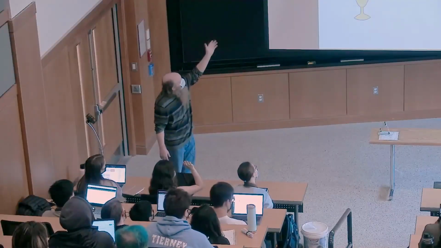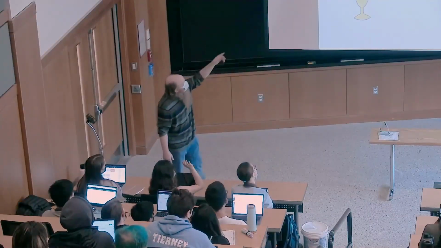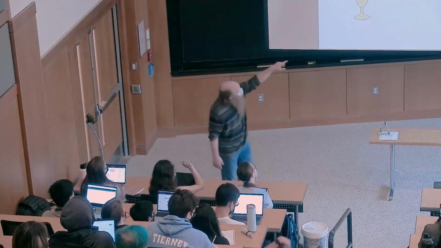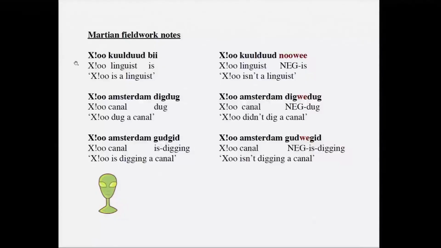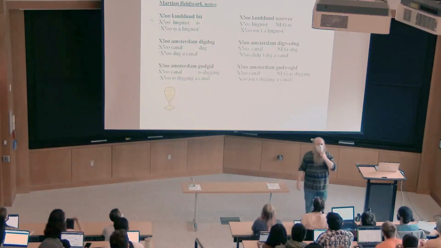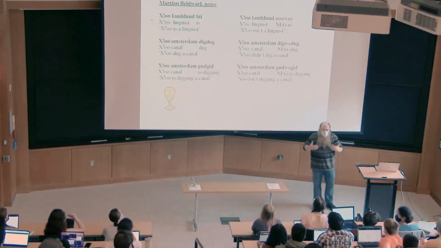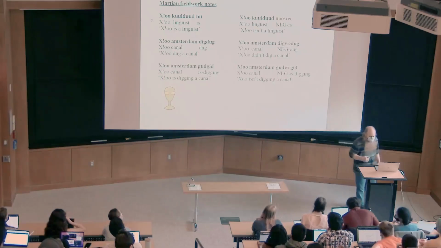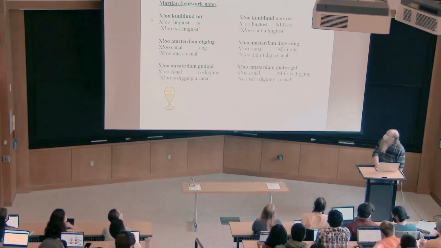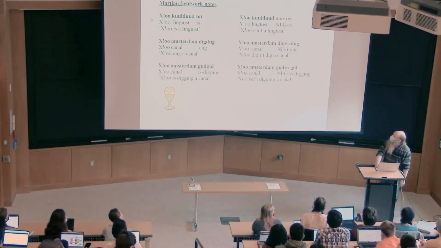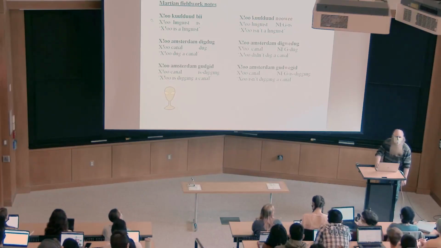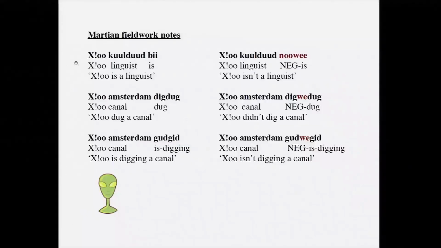Or the way you do ko didn't dig a canal is ko Amsterdam digwedug. So we've changed the verb digdug, which means dug, to digwedug. That makes it negative. So this is a way of gathering bit by bit bits of Martian data. So in particular here we're interested in Martian negation, and we're finding things out about how negation is expressed.